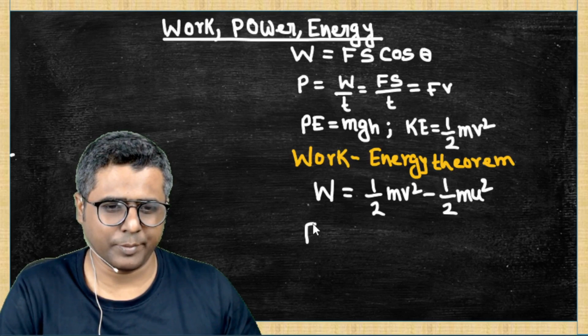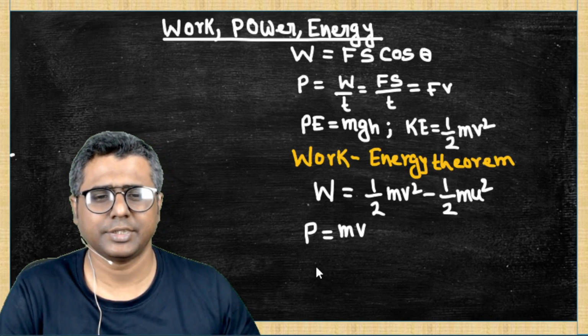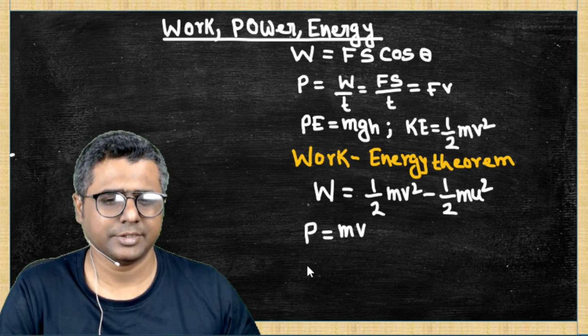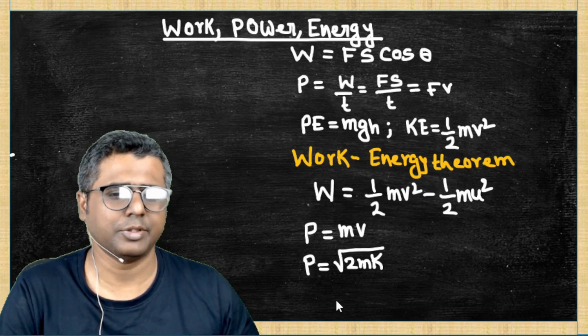Next we know momentum is equal to mass into velocity, and this momentum is related to kinetic energy by the formula P is equal to root over 2m into kinetic energy.